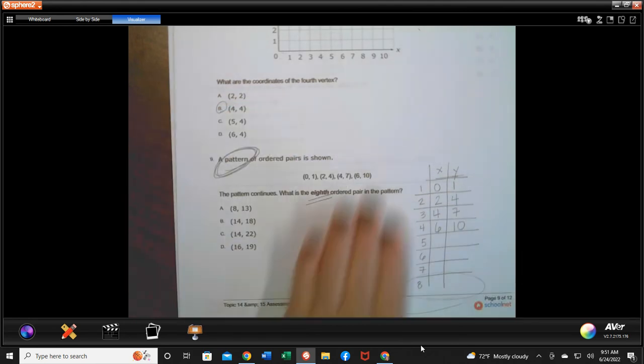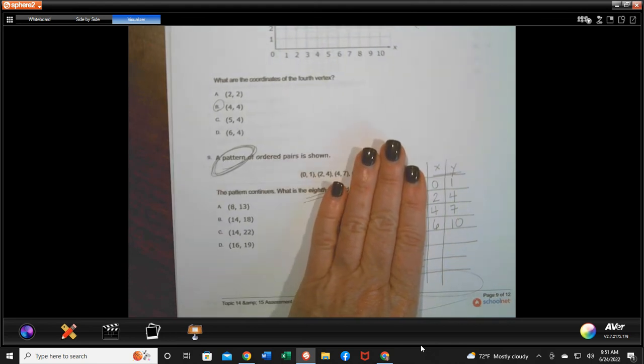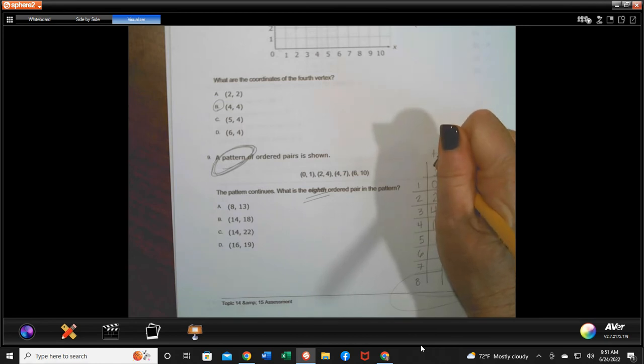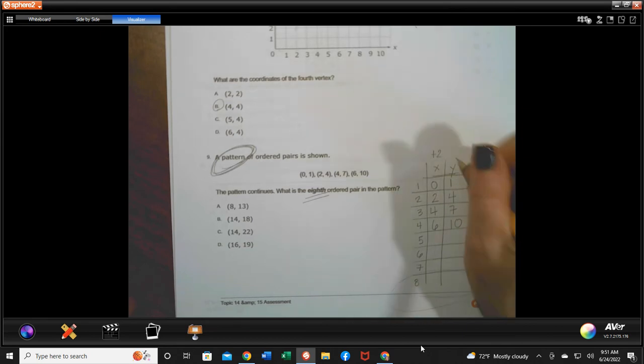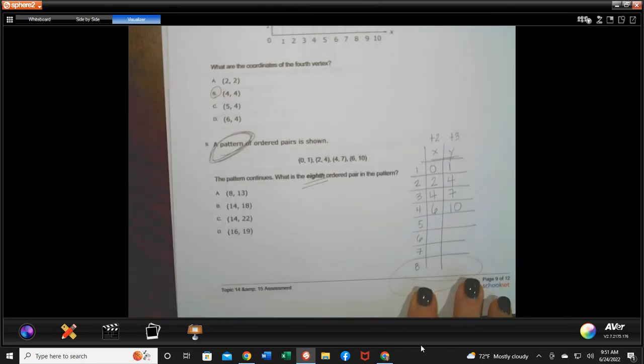Now, what I need to do is look at the X value and figure out what's the rule. What's happening each time. So we go from 0 to 2 to 4 to 6. So I see that the X value is increasing by 2 each time. So you should have that recorded. Then I'm looking at the Y. So the Y value goes from 1 to 4 to 7 to 10. So it is increasing by 3 each time. So we're going to continue the pattern, and we're going to see where the 8th pattern or the 8th term in the pattern is. So here we go.